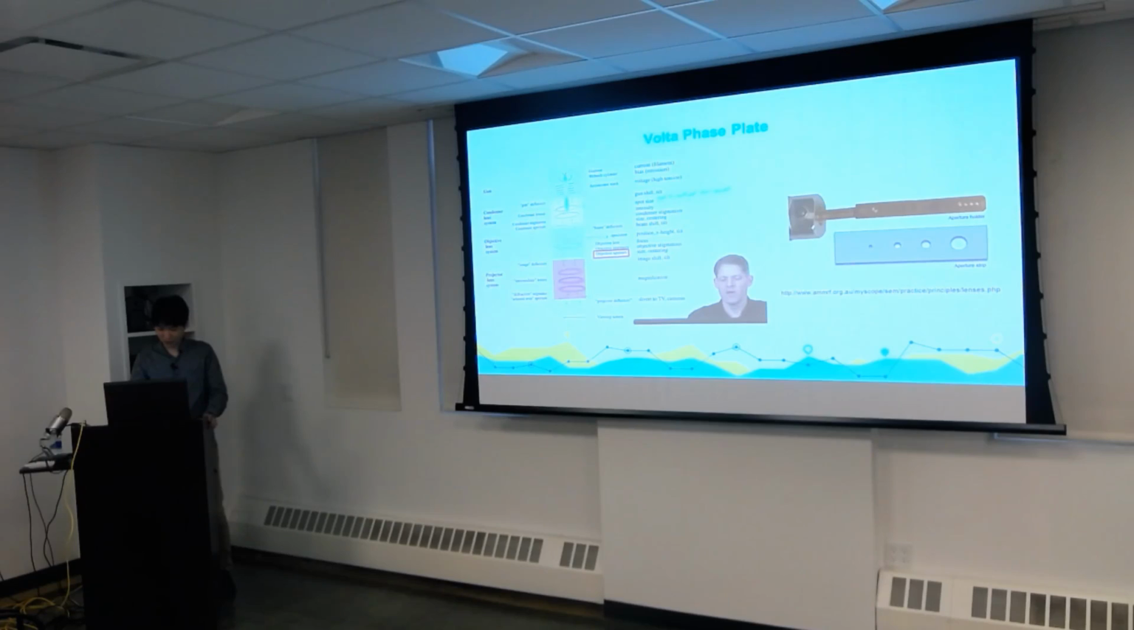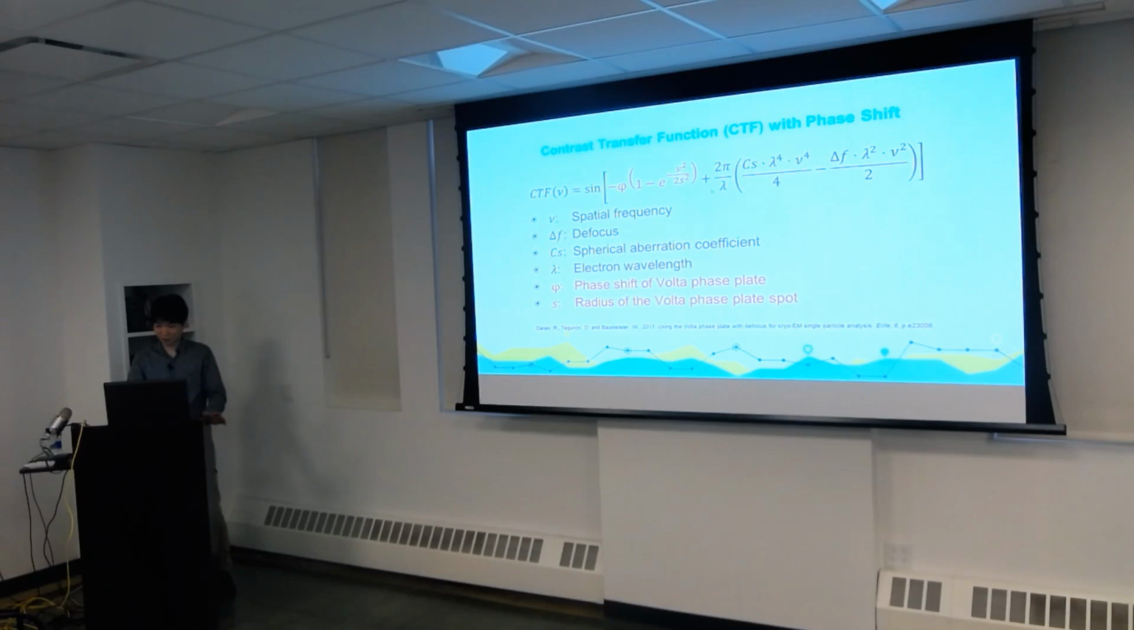The sample's here. And then if you go back to the CTF function itself, you can see where this actually comes in. The phase shift of the Volta phase plate is over here. And then other parameters that affect it will be the radius of the Volta phase plate spot.